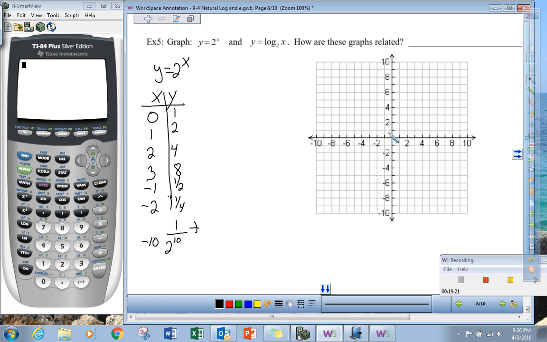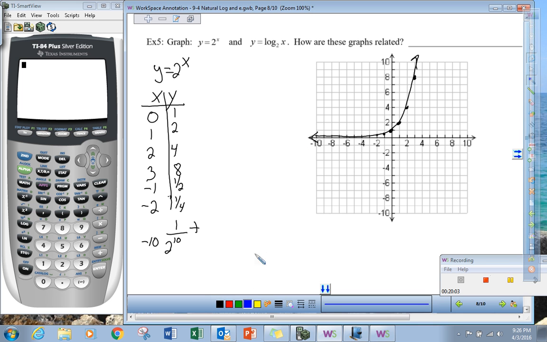So let's graph it real fast. I've got 0, 1. I've got 1, 2. I've got 2, 4. I've got 3, 8. I've got negative 1, 1/2. I've got negative 2, 1/4. So here's the graph of 2 to the x. Here in a second, we'll talk about the domain and the range of these.